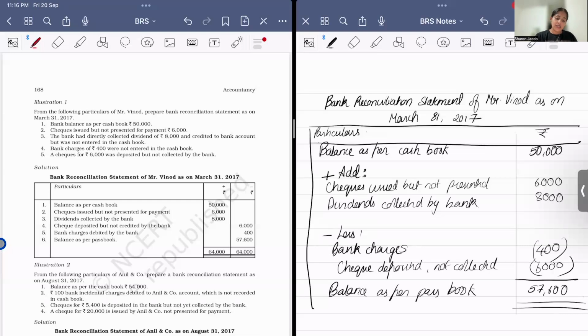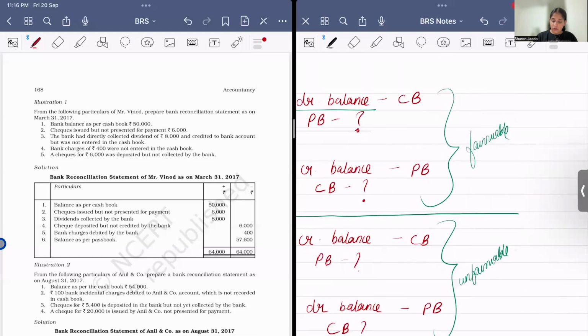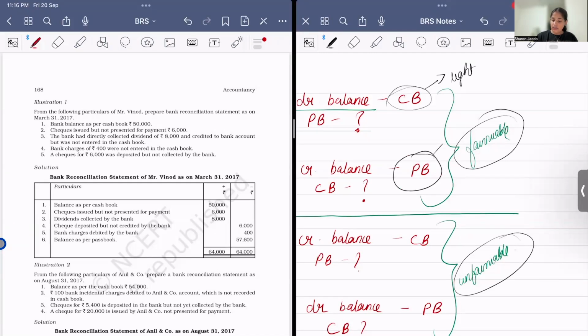We'll be working out more sums. This is a favorable balance. If you look at my previous page, I told you favorable, it's the same logic. Unfavorable, it's the same logic. So if you get a cash book balance, you start with cash book balance, you assign right hand to cash book and left hand to passbook. Now, if this is where you start, right hand will be this. So I hope you have understood. We'll meet in the next class.